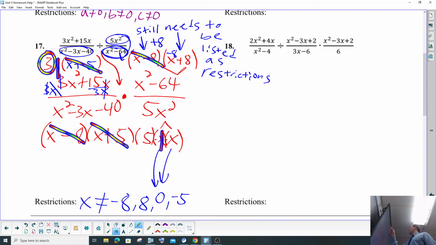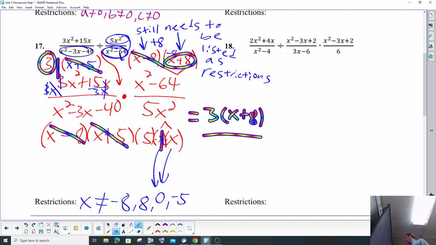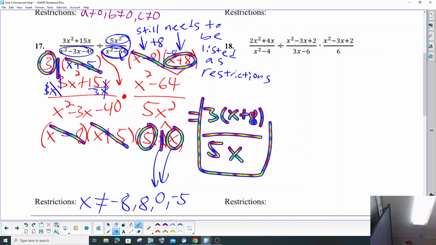Well, we have a 3 on the top, as well as an x plus 8 on the top, right? So we have 3 times x plus 8 all over... What's left in the bottom? Just a 5 and an x. Way-o. And those x's cannot cancel because the x plus 8 is connected with a plus symbol, not multiplication. So that's just our answer. Let's go.